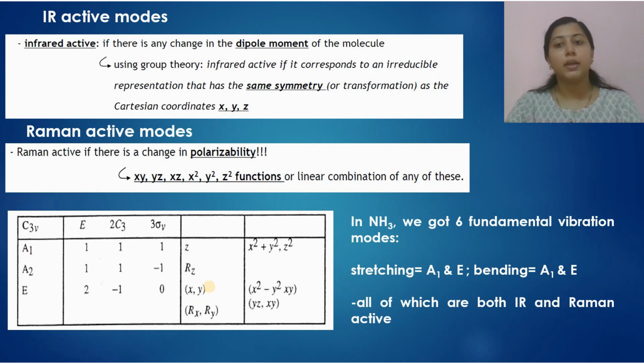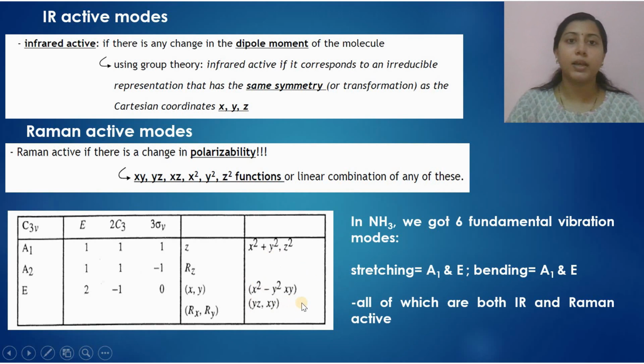Similarly, for the bending and stretching modes, again A1 and E, A1 has the components x square, y square, z square. E also has the binary functions xy, yz, xz. That means the stretching and bending modes, that is A1 and E, are Raman active. So in short, the ammonia molecule has 6 fundamental vibrational modes, 2A1 and 2E, stretching and bending vibrations, all of which are both IR and Raman active.